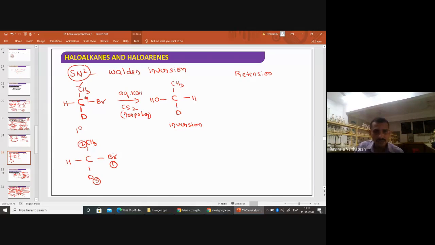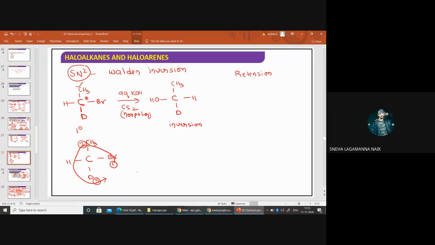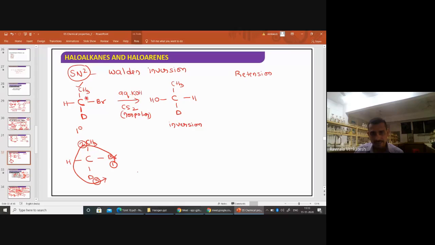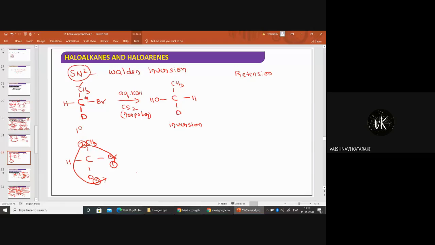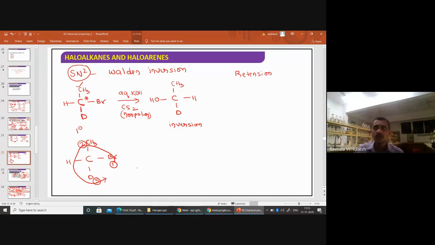Now what we have to do is go from 1 to 2, and then 2 to 3. Is it a clockwise direction or anti-clockwise direction? Anti-clockwise. If you have any doubt, just imagine a watch, and you will get it. Definitely, this will be the clockwise.